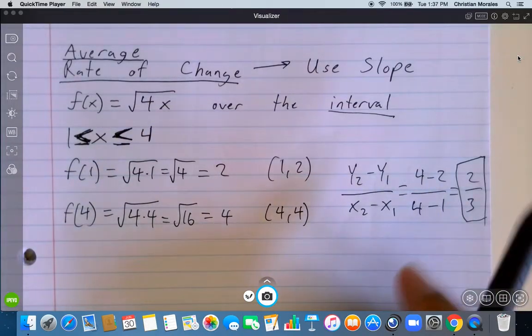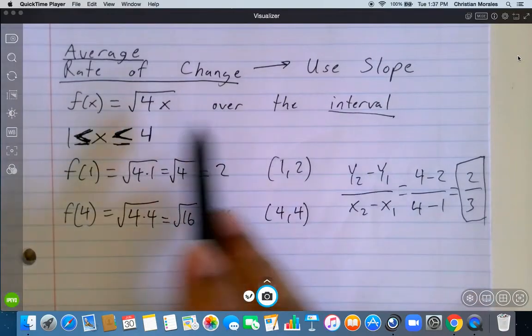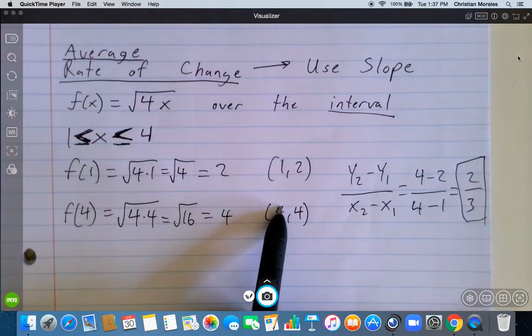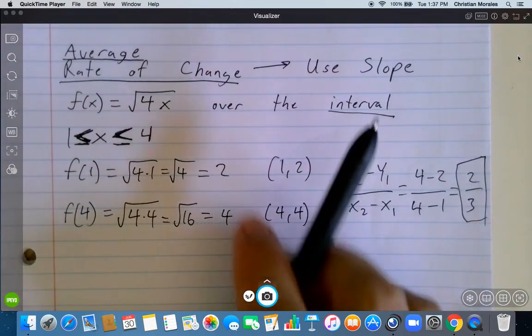And that's it. So you're just using slope formula with the intervals they're asking you for, finding the points, plugging it in. Okay? And that's it, guys.